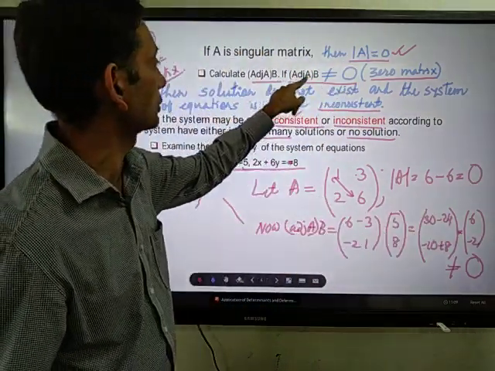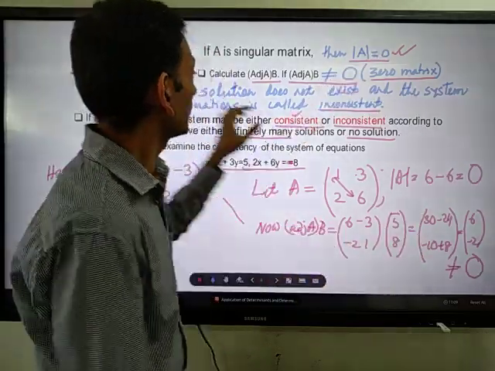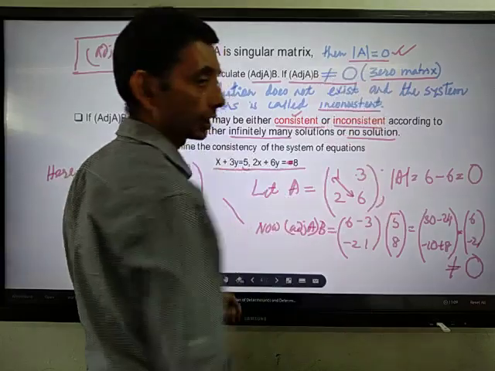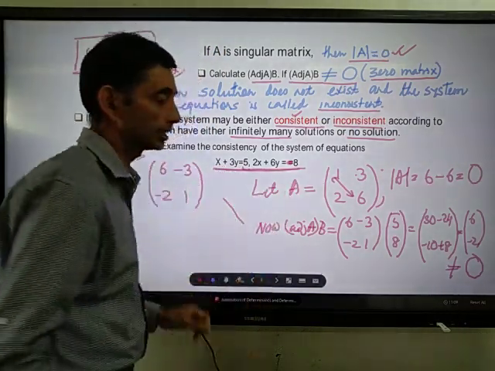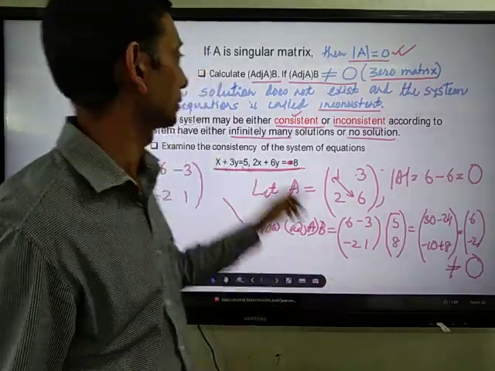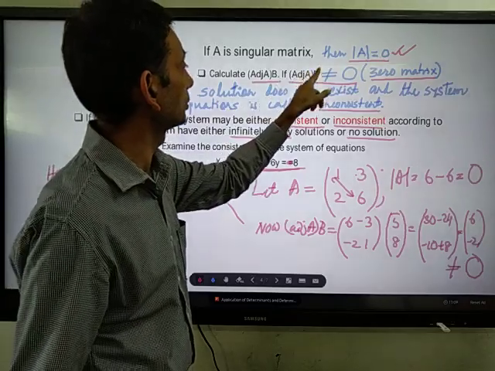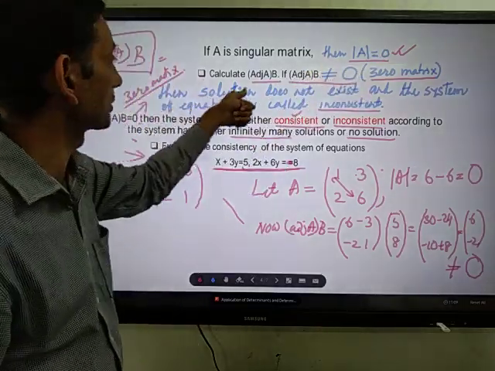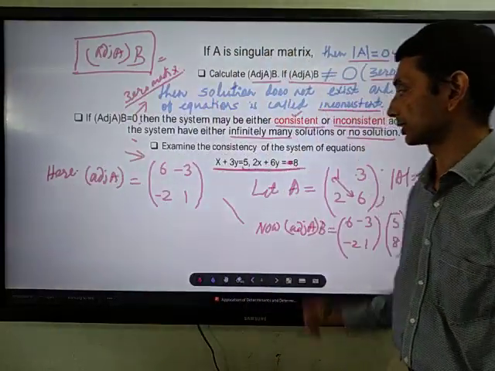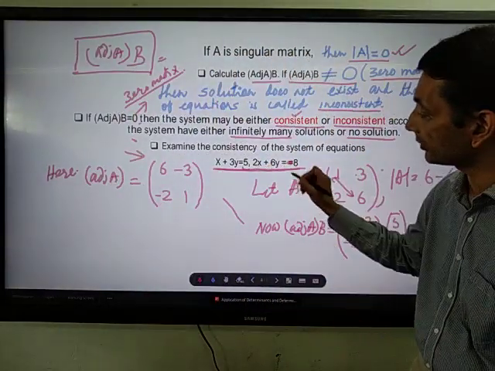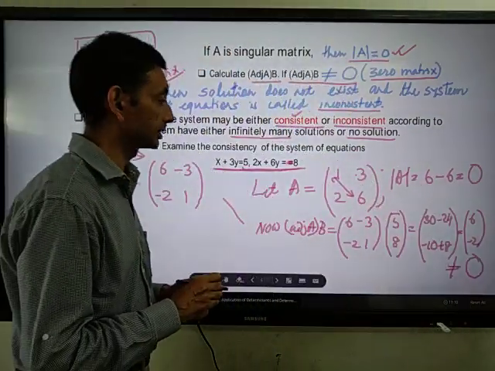Have you seen this case? Adjoint of A into B is not equal to 0. In case the adjoint of A into B is not equal to 0, then the given system will obviously be an inconsistent system. You can revisit this theory: if the adjoint of A into B is not equal to 0, then the solution does not exist, and the system is said to be inconsistent. So our answer is that the given system of equations is inconsistent.